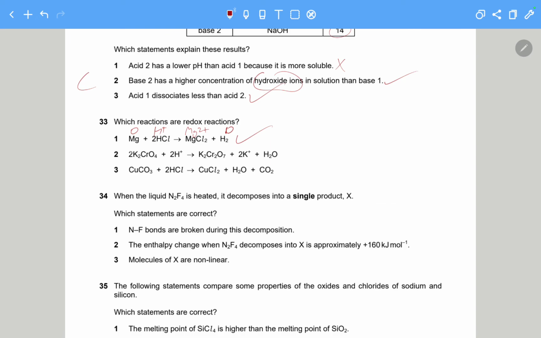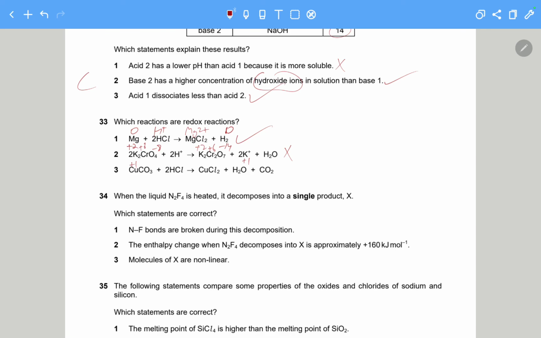K2CrO4. So 2 potassiums total will give +2, +1 for each. 4 oxygens total will give -8, -2 for each. So overall this compound is neutral, which means the chromium should be +6. And then on the right side, -14 from the oxygens, +2 from the potassiums, and therefore +12 for the chromiums, but there are 2 of them, so +6 for each. So this cannot be redox because the oxidation state of chromium remains the same. And if you look, the oxidation state of potassium also remains the same. For each potassium it was +1 here and it's +1 here as well. So for everything the oxidation state remains the same, not a redox reaction.